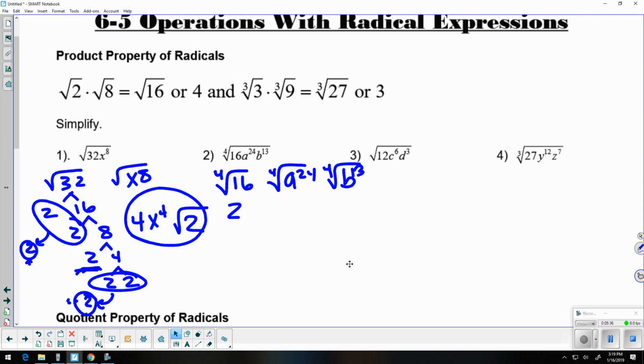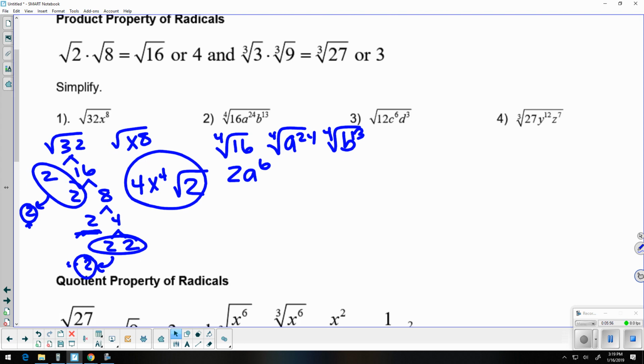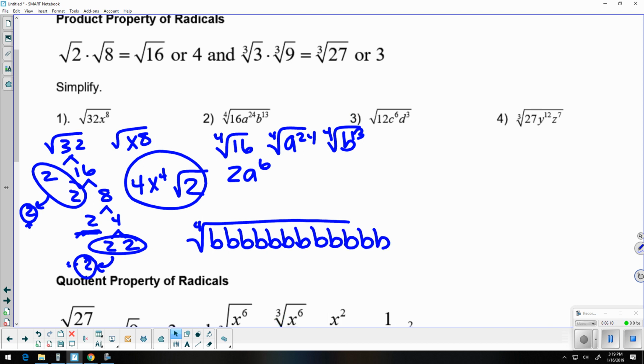Same with a to the 24th. If you take the 4th root of it, that's just a to the 6th power. And now the problem comes with b. Since it is a 4th root, you have 13 b's, b to the 13th. The question is, how many groups of 4 can we take out from 13? This might get a little tedious after a while, so you should be able to do these in your head once it gets a little bit easier. I'm taking the 4th root again of b to the 13th, so that's 13 b's.